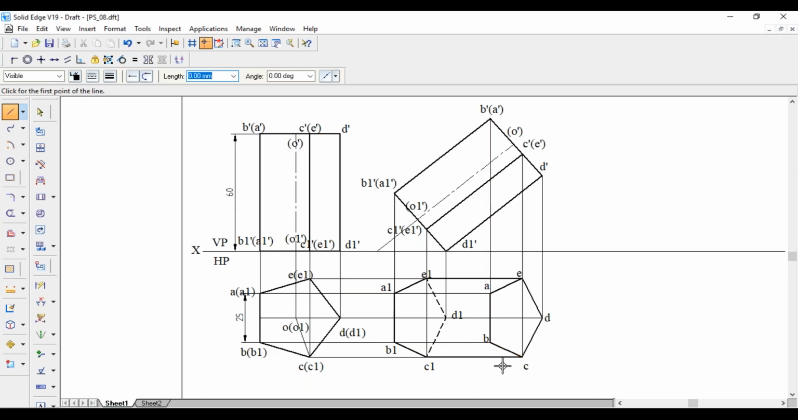Now moving to the longer edges, CC1, E1 are joined. Now we are left with A1, BB1 and DD1. So B dash B1 dash, behind that one A dash A1 dash are there. So both are nearer to observer, so that is visible. So we have to join with continuous dark line. So BB1 is continuous dark. Similarly, A1 continuous dark.